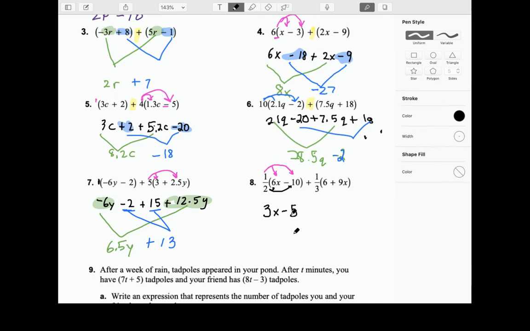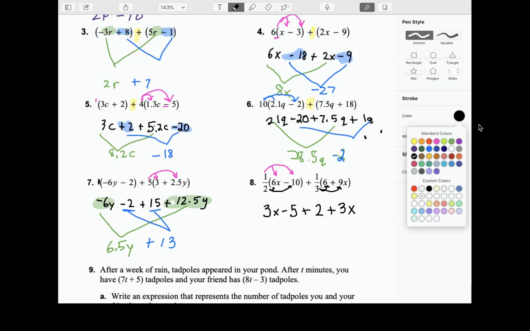So then when I think about it here, what's a third of 6? Oh, a third is just dividing by 3. So what's a third of 6? 6 divided by 3 is 2 plus. And then what is a third of 9? Oh, 9 divided by 3. That's 3. A third of 9 is 3. So that's 3x. And so in the end, it's really not a complicated problem when it comes to this step.